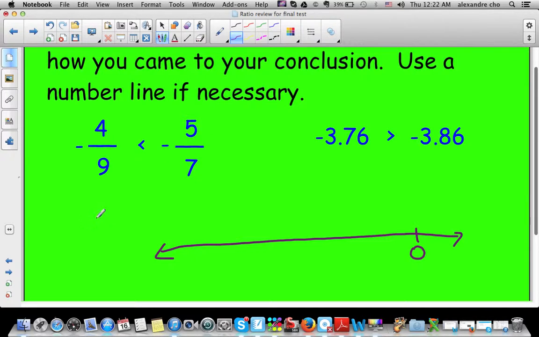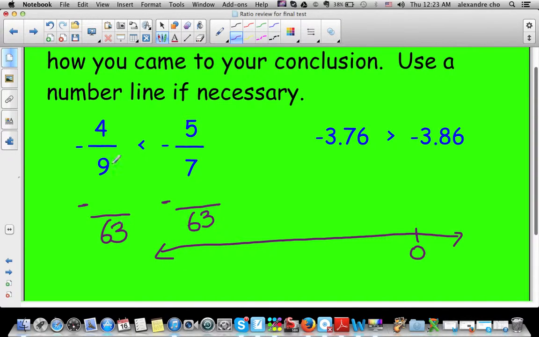So let's change them so that they have the same denominator. Think of a number that both 9 and 7 go into. So we're talking about LCM, least common multiple. You can list the multiples of 9 and of 7: 9, 18, 27, and 7, 14, 21, 28, and keep on going until you find a number that's common to both. Hopefully everybody finds out that they share 63. 9 goes into 63, and 7 also goes into 63.